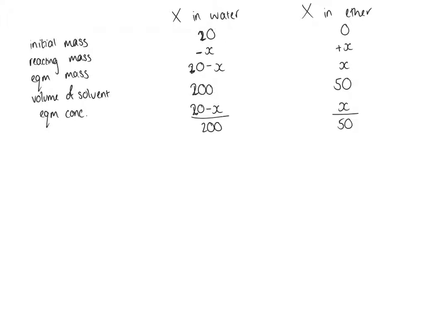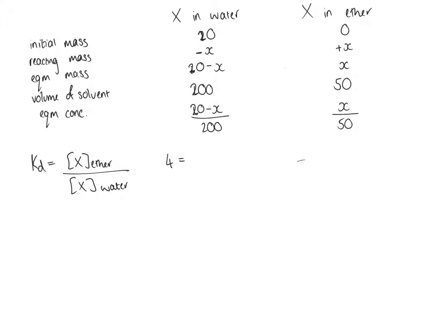Now all we have to do is put this in our expression for Kd. Remember, Kd is the concentration of X in ether over the concentration of X in water. We are told in the question that Kd is 4, and then we just substitute our concentrations of X in water and ether into our expression. Again, the calculation is exactly the same, so if you want to pause it, see if you can work it out by yourself, and then I'll go through it.